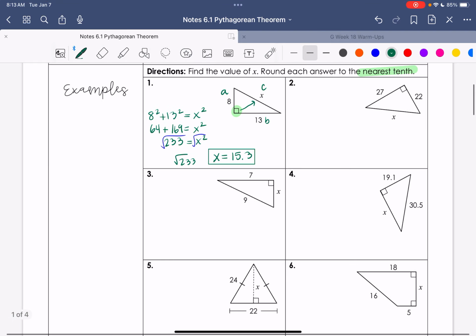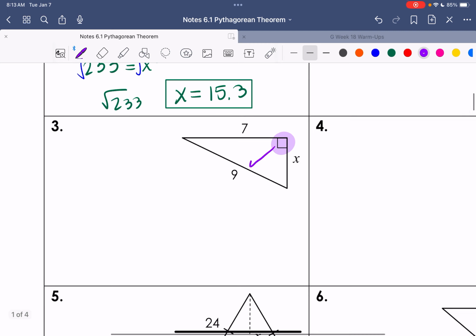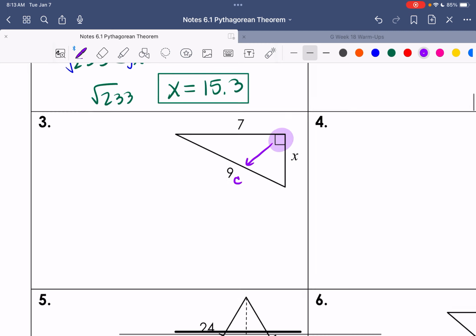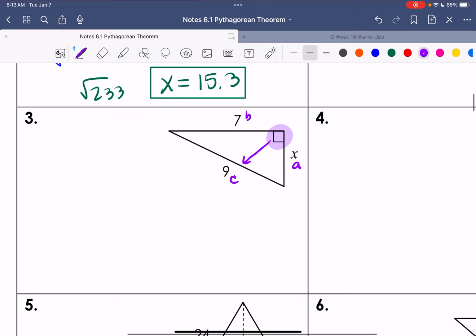Okay, so why don't we go ahead and do the odd problems? Let's now look at number 3. So again, find your right angle. And then when you go across from it, that has to be C. The other two can be however you want. So I'm going to say this is A and this is B.